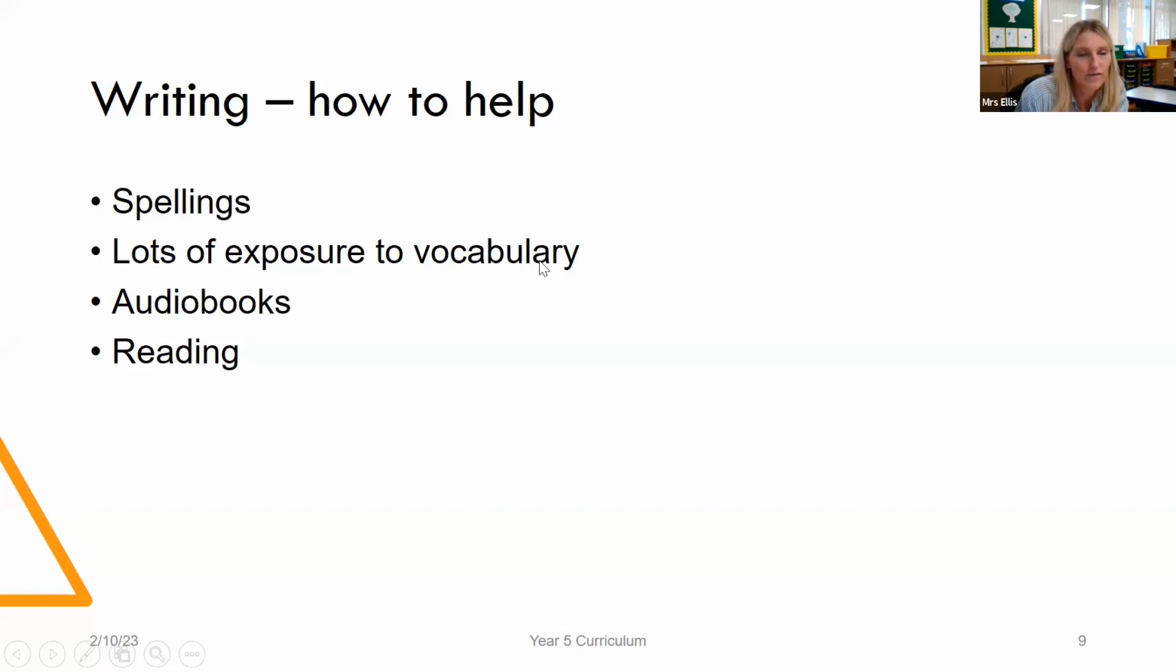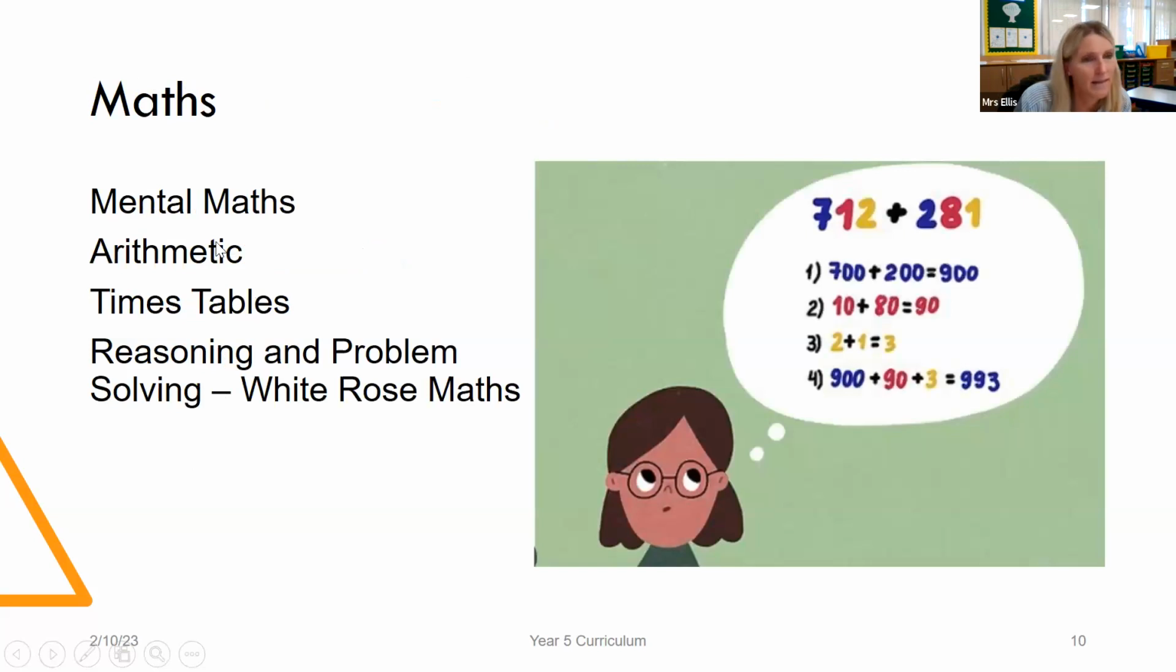Exposing your children to lots of different vocabulary. So again, through their reading, that really can help with their writing. If children are really turned off by reading, then listening to audiobooks as well. If they're not reading at year 5 books yet, then being exposed to audiobooks of year 5 level of vocabulary can help them be exposed to that vocabulary, even if they cannot read that at the moment. Okay. So moving on to maths.